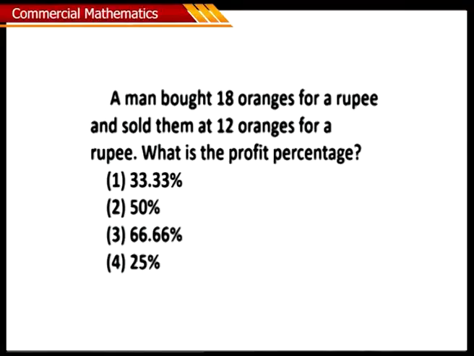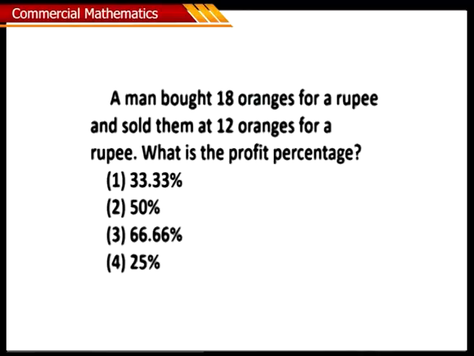Here sometimes the problems will be related to this. As we discussed earlier, it is related with profit and loss. Okay, a man bought 18 oranges for 1 rupee and sold them at 12 oranges for a rupee. What is the profit percentage? Here it seems to be a very lengthy problem and a typical one, but it is a very simple problem. Just observe.